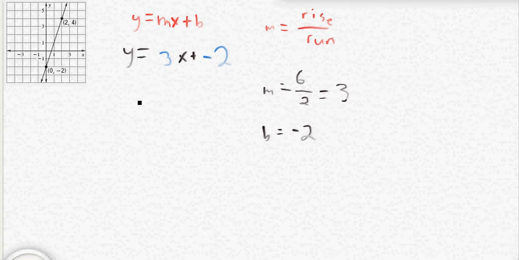And again, we can simplify this a little bit and end up writing that y equals 3x minus 2. And that right there gives us the equation for this line.